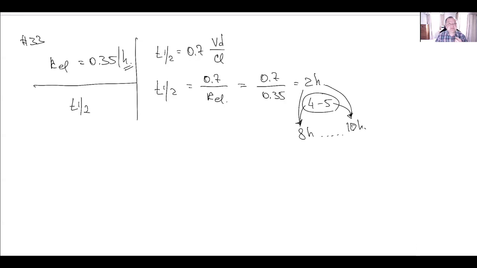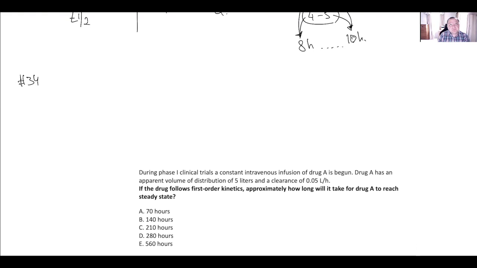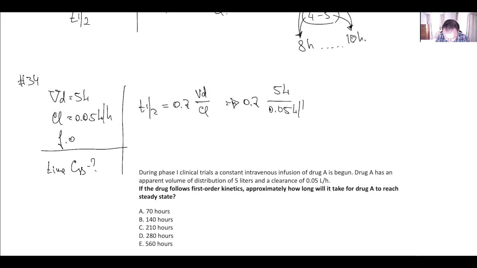Next one, time to reach steady state concentration. How long will it take? Volume of distribution 5 liters, clearance 0.05, first order kinetics. How long will it take to reach steady state concentration? Once again, time to reach steady state concentration is 4 or 5 half-lives. We should find the half-life here, and this will be 0.7 times volume of distribution 5 liters over 0.05 liters per hour.